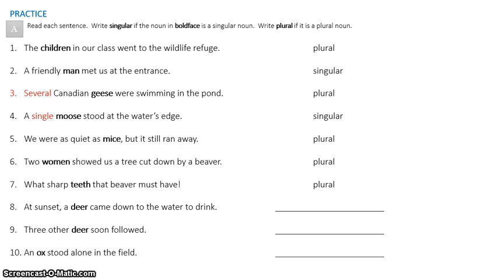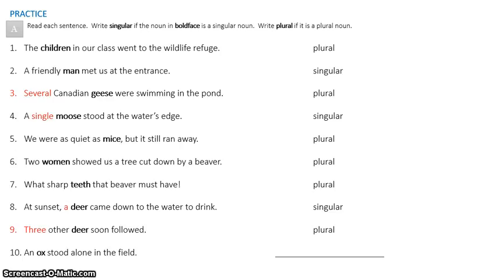Number 8, at sunset, a deer came down to the water to drink. All right, now this one's kind of tricky because they've not put a number in front of it. They've not said one. But they said a, all right, a deer. That means one deer came down to the water to drink, so that is going to be singular. Number 9 gives you the opposite of number 8 because it tells you 3 other deer soon followed. And so we know that that is plural because of the word 3.